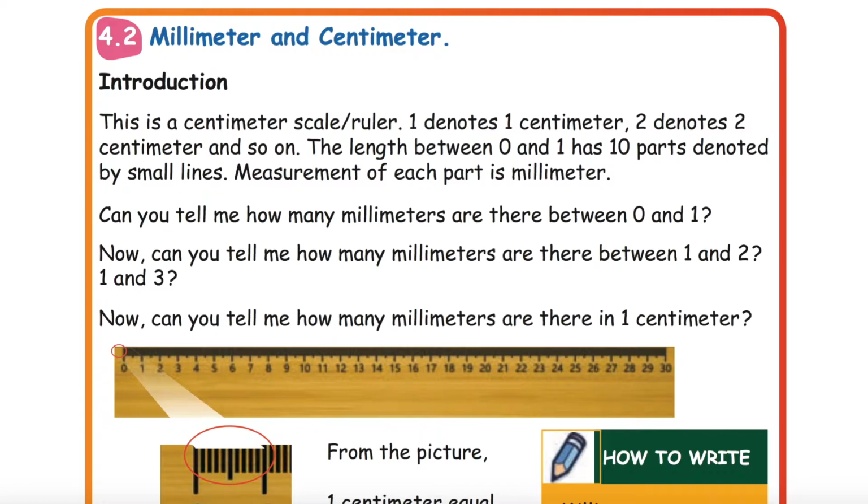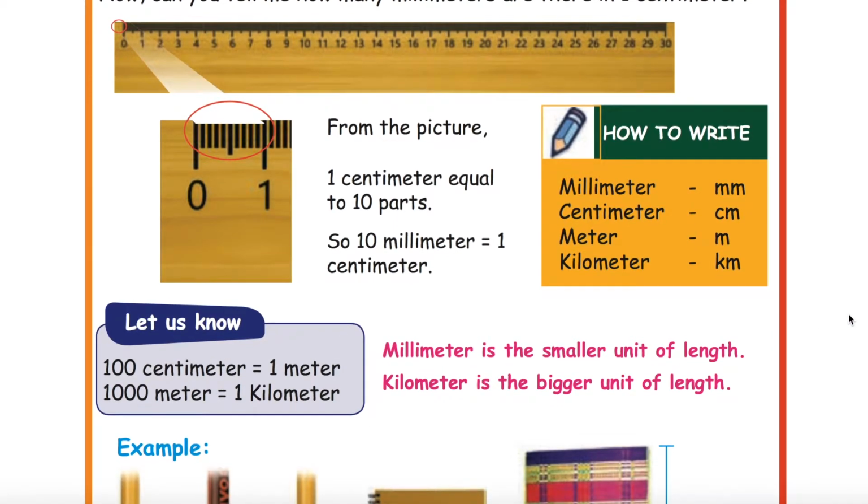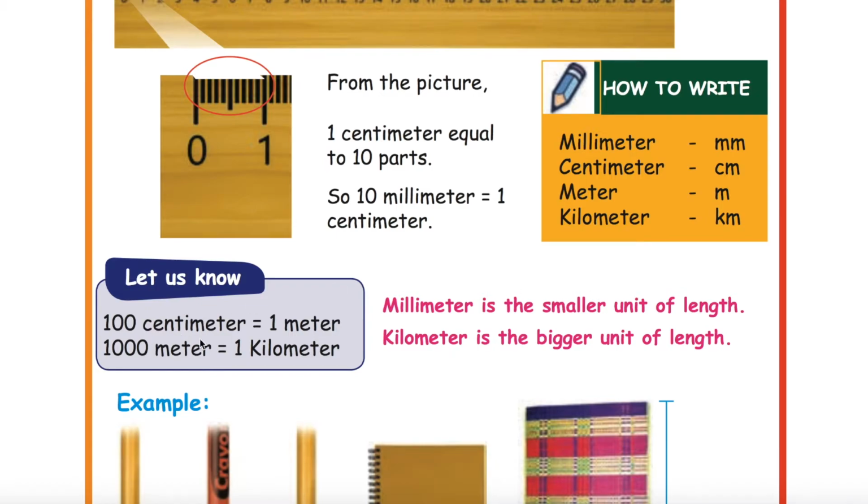1 centimeter is 10 millimeters. From the picture, 1 centimeter equals 10 parts, so 10 millimeters equal 1 centimeter. Millimeter is mm, centimeter is cm, meter is m, kilometer is km. This is how we will write the units in short form. 100 centimeters equal 1 meter. 1000 meters equal 1 kilometer.